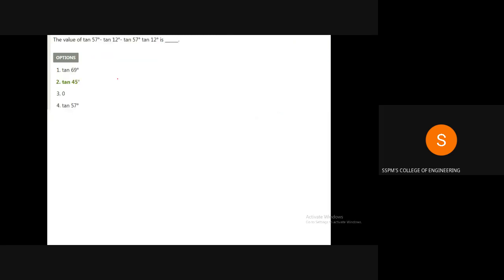Our next question is: find the value of tan 57 minus tan 12 degree minus tan 57 into tan 12 degree. So again, you can understand that we have to use the formula for the expansion of tangent of a plus b. What will be the value of a? Suppose a is 45.